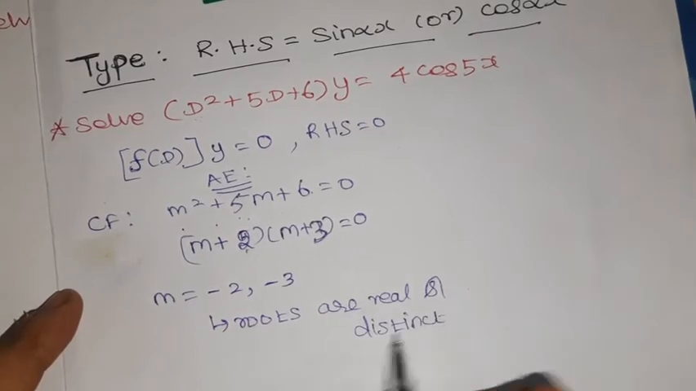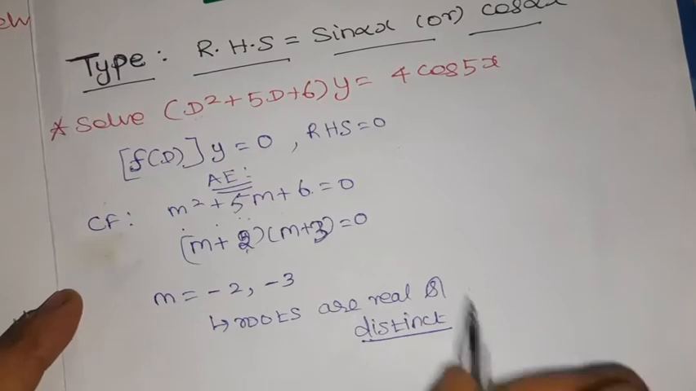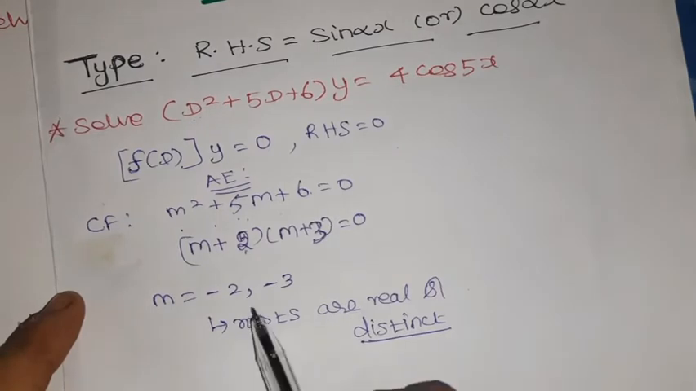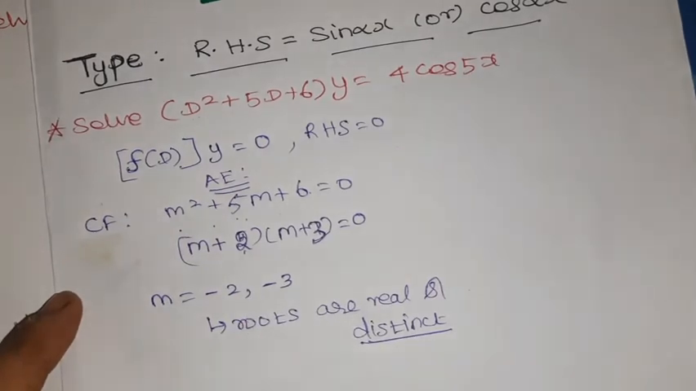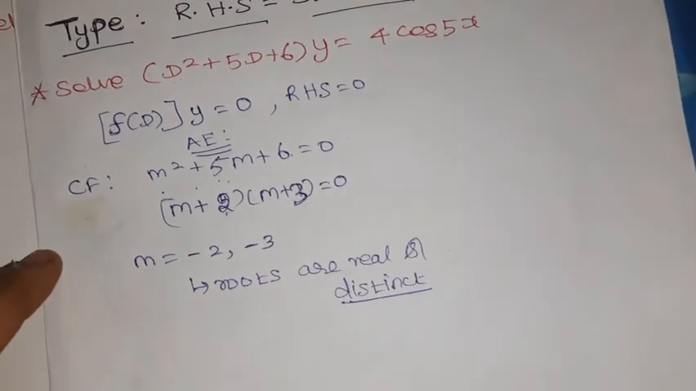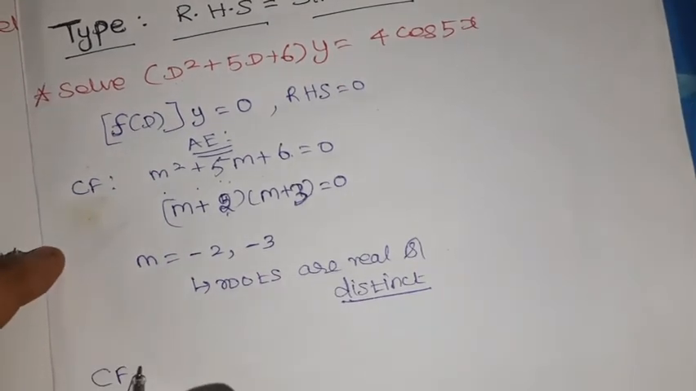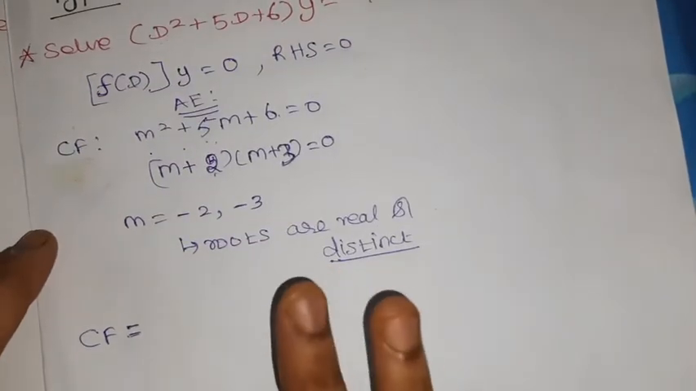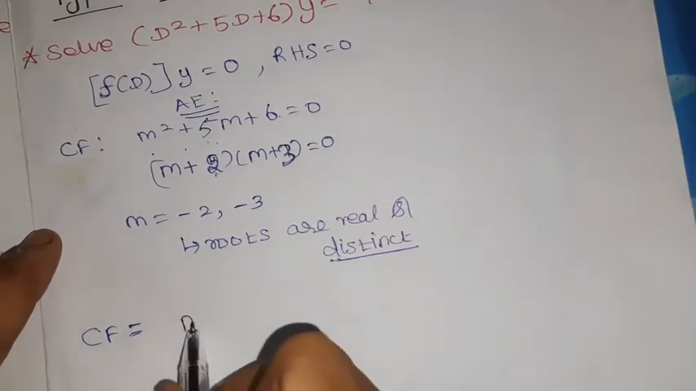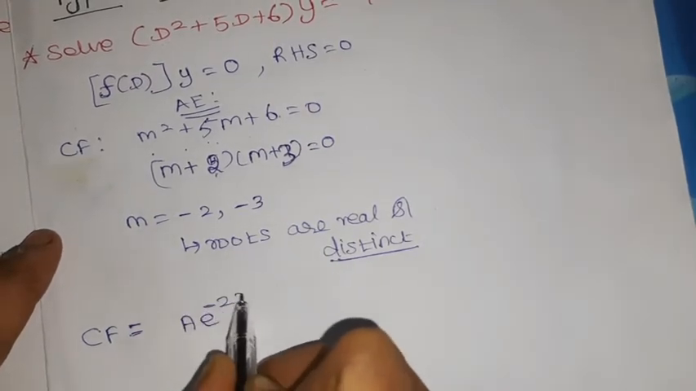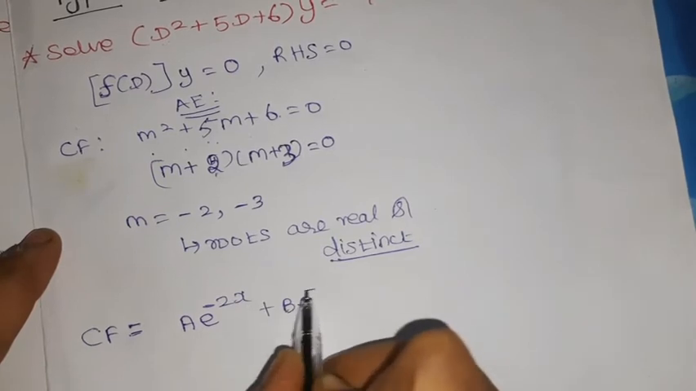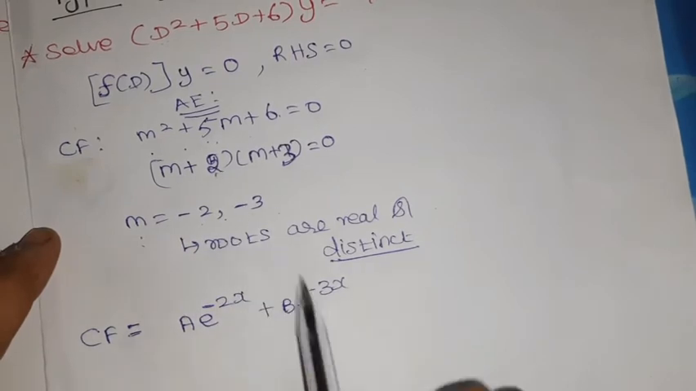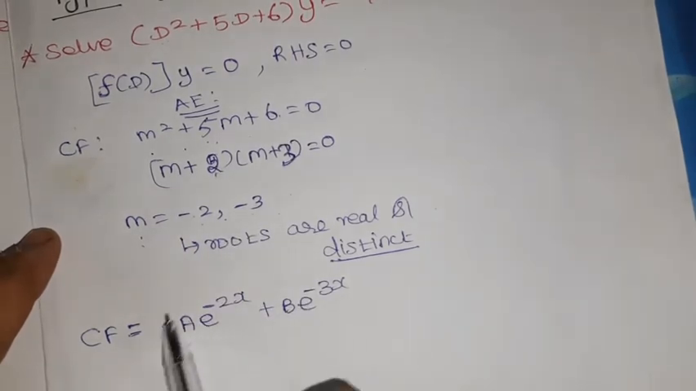Real and distinct, or different, or not repeated. What does distinct mean? Different. The roots are real and different, otherwise known as non-repeated roots. For real and non-repeated roots, how will the complementary function be? A e power m1 x plus b e power m2 x, since there are two roots. Here a is just a constant.